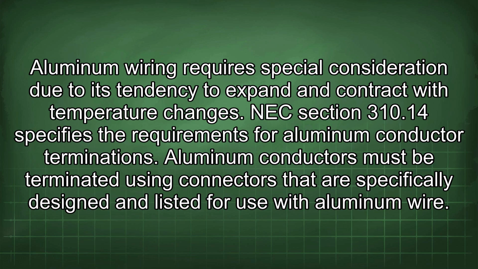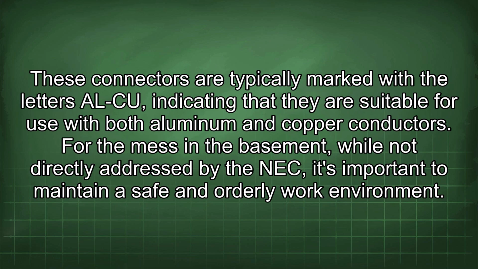NEC Section 310.14 specifies the requirements for aluminum conductor terminations. Aluminum conductors must be terminated using connectors that are specifically designed and listed for use with aluminum wire. These connectors are typically marked with the letters ALCU, indicating that they are suitable for use with both aluminum and copper conductors. For the mess in the basement, while not directly addressed by the NEC, it's important to maintain a safe and orderly work environment.